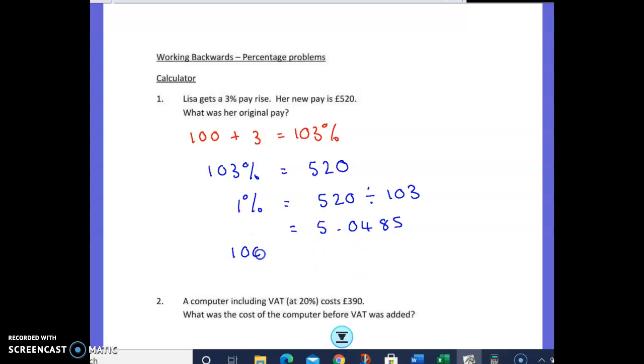So 100% then, to get from 1% to 100% times by 100. So I'm going to do the same here. £504.85. Let's try the next one.